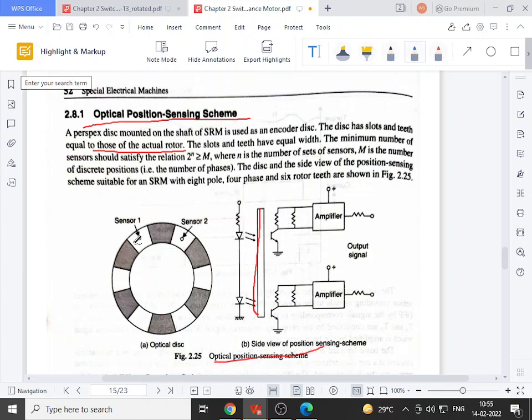So whenever there is a movement of this disk, actually the number of sensors should be equal to the number of slots. हर एक slot के ऊपर एक sensor रहता है, and whenever that sensor passes in front of that light signal, there will be generation of a pulse at the collector side. Okay, so this is your actual optical position sensing scheme for SRM. Okay, so in SRM this scheme is widely used.